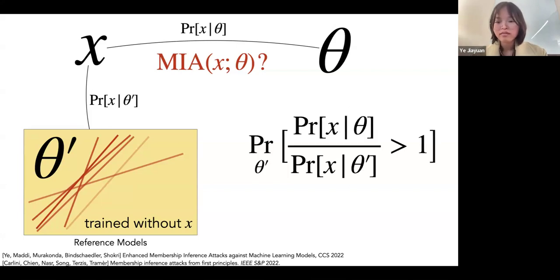And to be more precise, in this particular attack, the decision is written as: if P of X given theta is significantly larger than P of X given theta prime, for theta prime being reference models trained without X, then it says it's probably very different from them, so it's a member. And here we are using these reference models to say how likely X is a member.